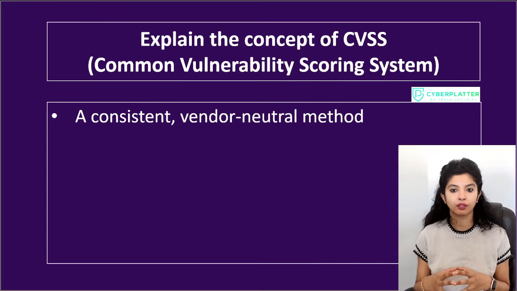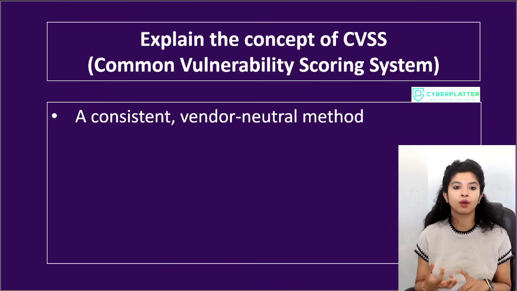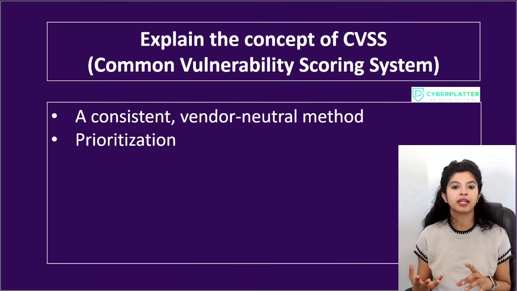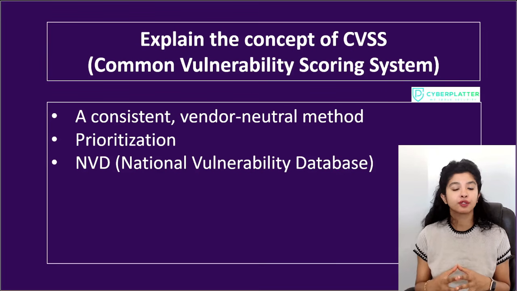So what is vendor neutral? A solution, standard, or system is called vendor neutral when it is not tied to a specific company, brand, or product. So it is vendor neutral, CVSS. CVSS helps prioritize which vulnerabilities to fix first. It is used by security databases like NVD, that is National Vulnerability Database, and many vulnerability scanners.